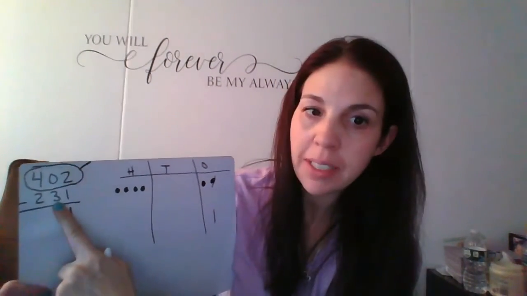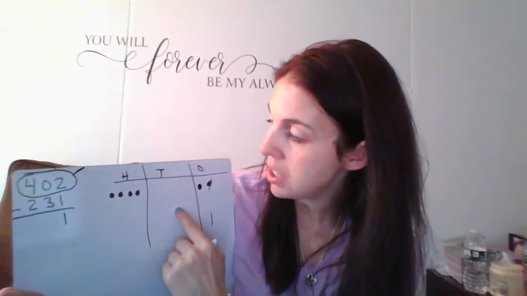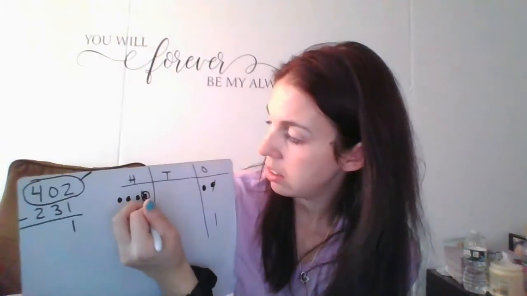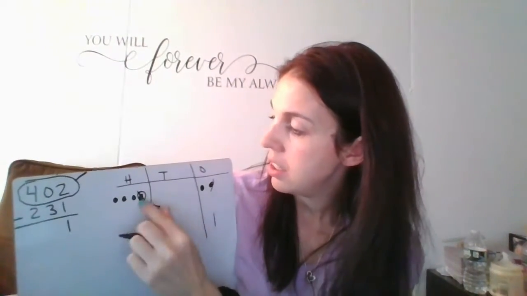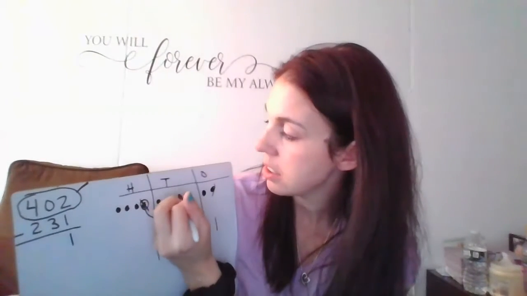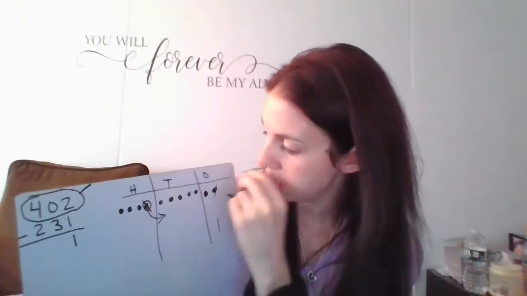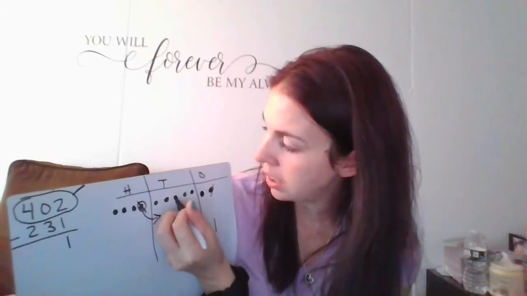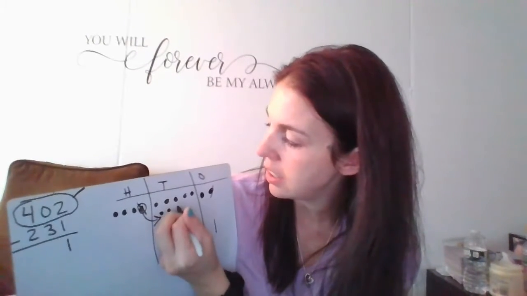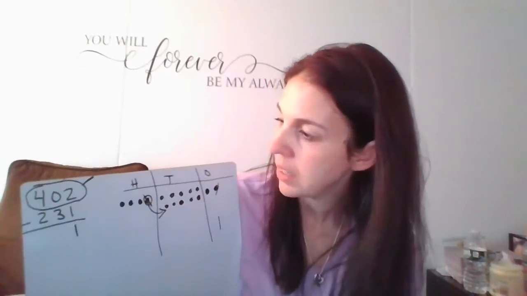Now we need to take away how many tens? 3. There's no tens to take away. So we're going to come over here to our 100. We'll bring it over here. And we know that there are 10 tens in 100. So we're going to draw 10 tens. 10, 20, 30, 40, 50, 60, 70, 80, 90, 100.